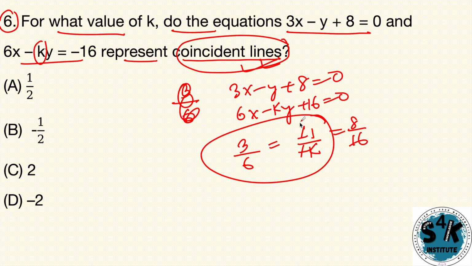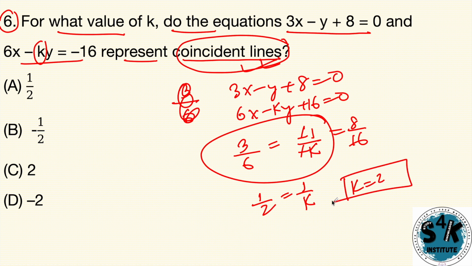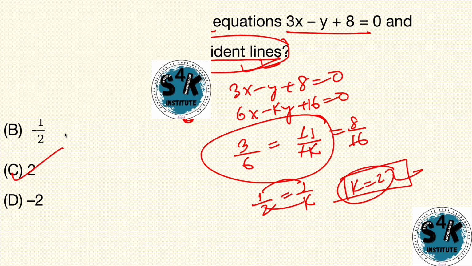So minus minus get cancelled. Now we can equate this. So 1 over 2 is equal to 1 over k. So the value of k will be 2. Okay, 1 is equal to 1, k is equal to 2. Let's do the next question.